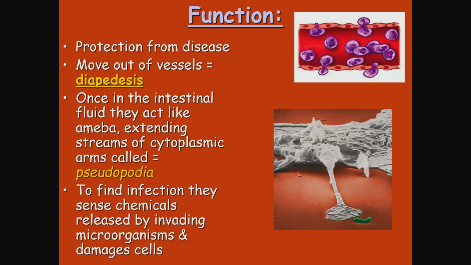The function of white blood cells. So we know that they protect us from disease. They can move out of the vessel, called diapedesis. That's what this picture is showing you. Once they're in the interstitial fluid, they can act like amoeba, and they're lassoing out, like we talked about earlier, their pseudopodia, so that they can find infection. They will use the chemicals that are released from other cells and invading microorganisms, and even cells that are being damaged, to know where to go.